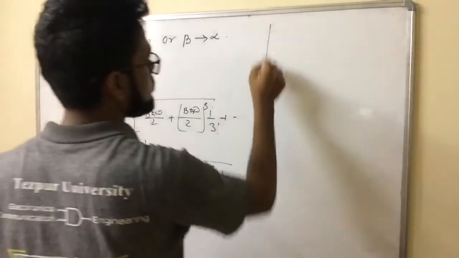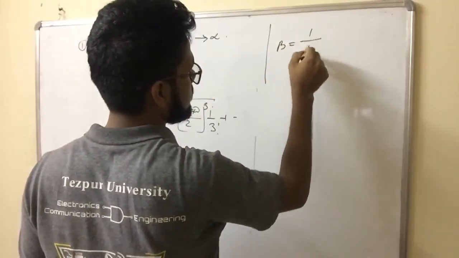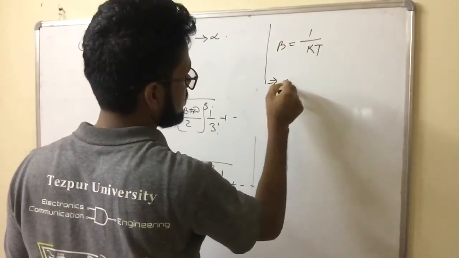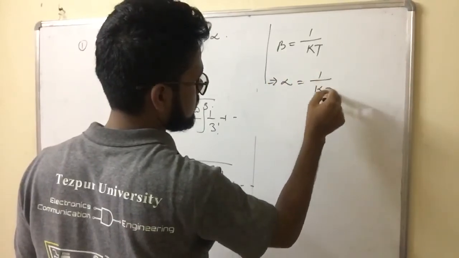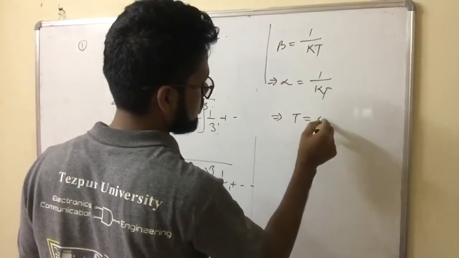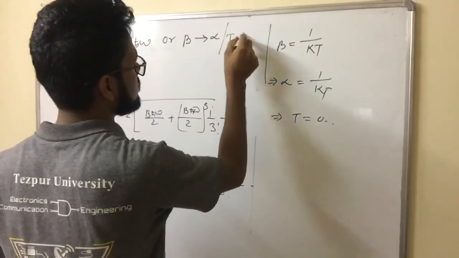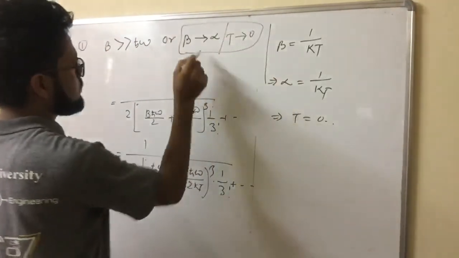Beta tends to infinity means what? Beta equal to 1 by kT, so beta tends to infinity means 1 by kT tends to infinity, that is, T tends to 0. Okay? Or T tends to 0, same meaning. These two have the same meaning.